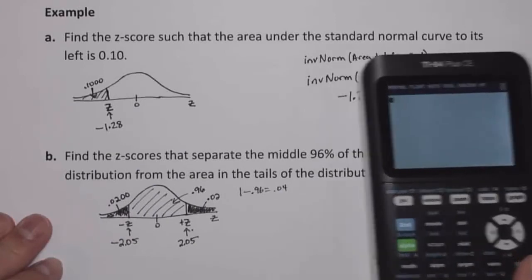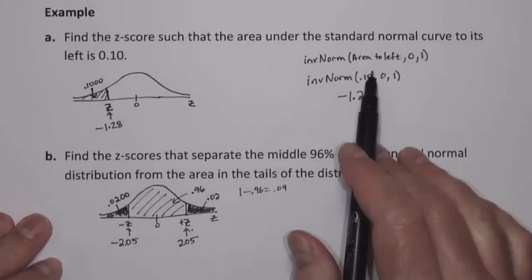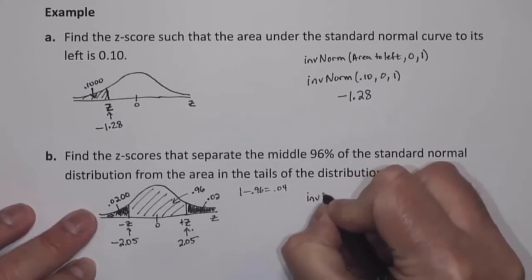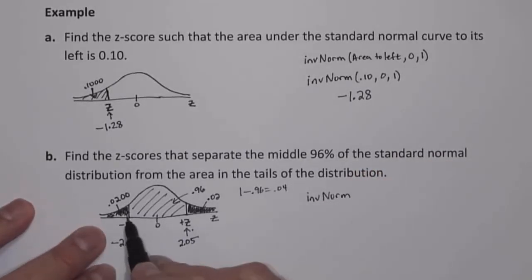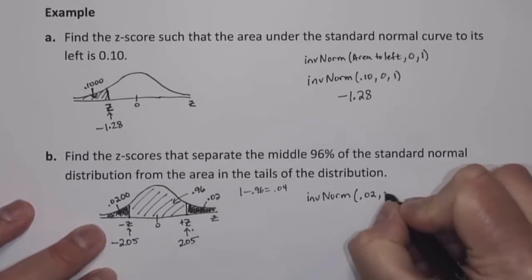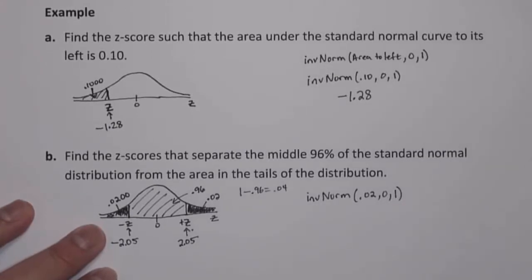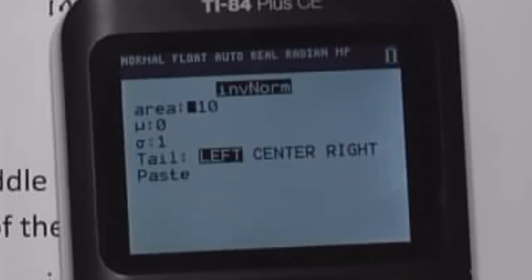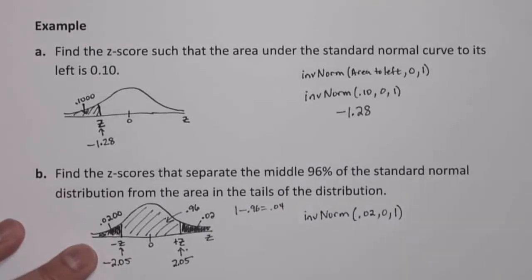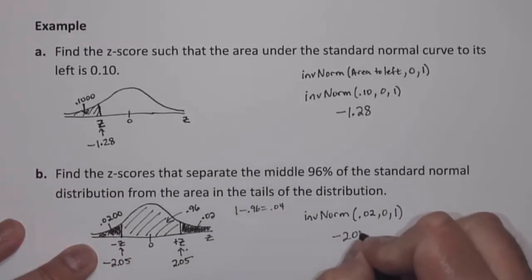Now if you have an older calculator, we have to do this pretty much the same way that we did this one before. So I can do inverse norm. The area to the left of my negative z-score is 0.02. The mean is 0, and the standard deviation is 1. So if I pull in my calculator, inverse norm, the area is 0.02, and that's in the left tail. So when I hit paste, that gives me the negative 2.05 that we found.